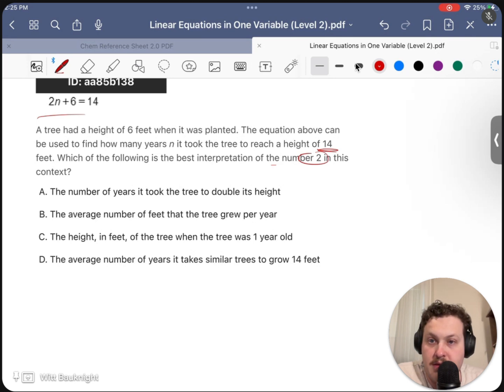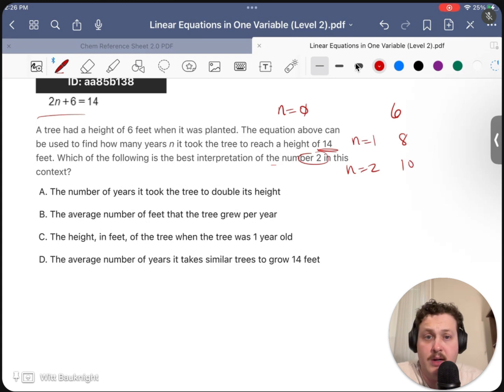Well, at year equals 0, we would have 6 feet tall. If n equaled 1, in year 1, it'd be 8 feet tall. If n equaled 3, it'd be 10 feet tall. In other words, it's going up by 2s every year, so that's how many feet it grows every year. And since it's the same value every single time, the average is equal to all of them, right? If I add up 2 plus 2 plus 2 plus 2, and I take the average of all those numbers, it's 2. So, B.